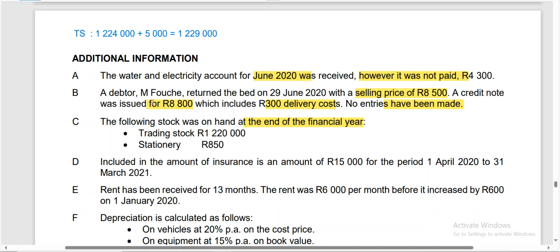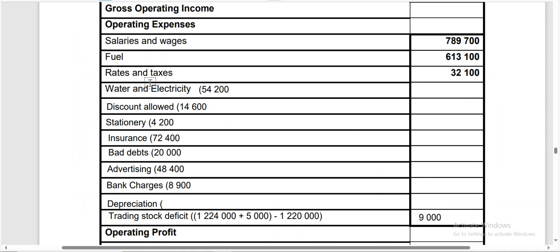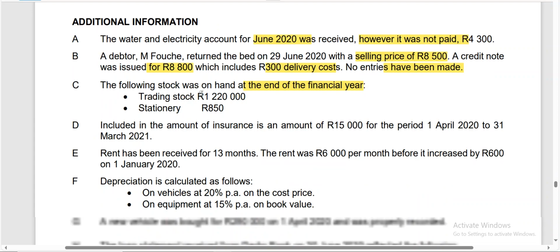Then we have to do the stationery on hand. Remember, our stationery on hand is 850. Once they say on hand, guys, it means it was not used. So on the income statement, whatever is on hand is subtracted. So we have subtracted 850. We have also subtracted 1,220,000, and then from there we can go to the next transaction.